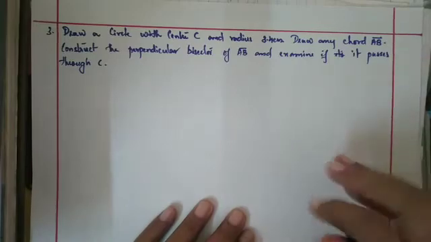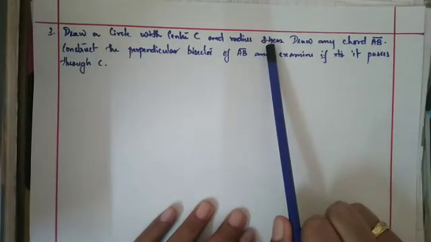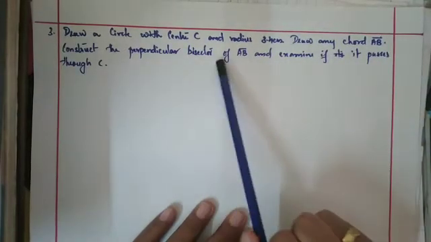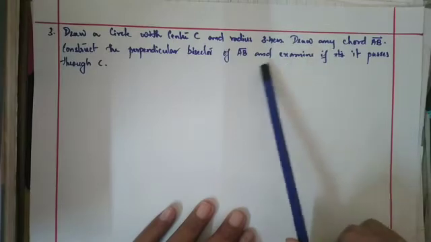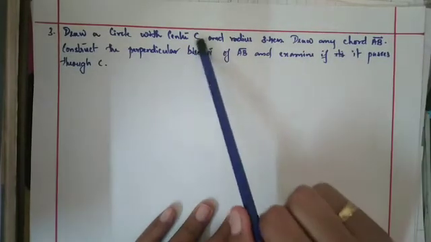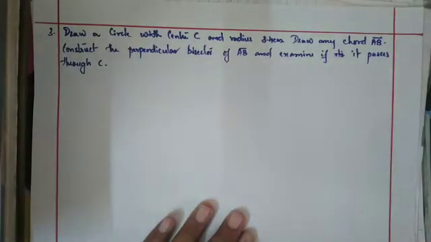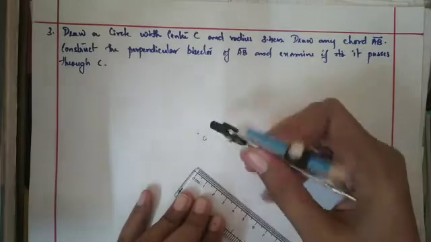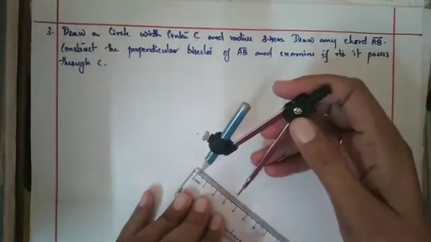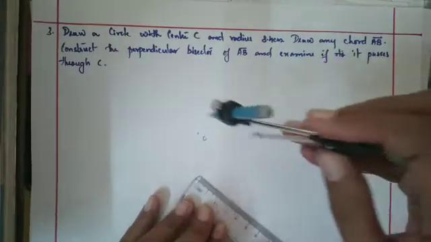The next, third question. Draw a circle with the center C and a radius 3.4 centimeter. Draw any chord AB, construct the perpendicular bisector of AB and examine if it passes through the center. First you have to draw the circle with the center C. First mark the center C. Then take 3.4 on your compass, radius 3.4 on your compass.